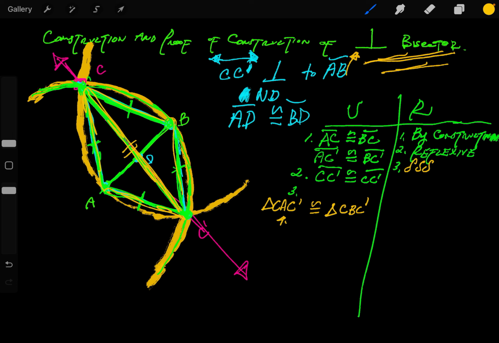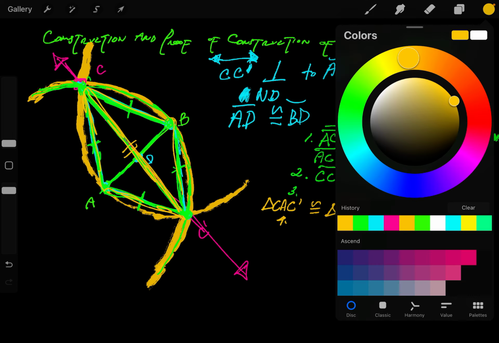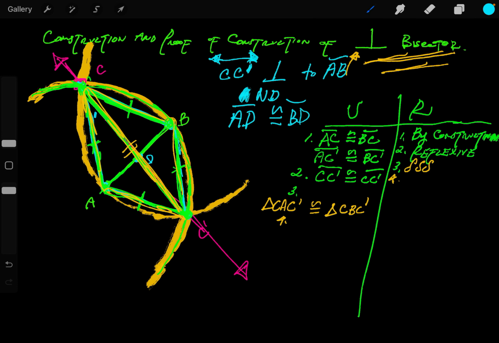And now I want to use the fact of CPCTC to say, let's call this angle 1 over here, right? And then this angle 2 right there. So now I could use CPCTC, right? Both of these two angles must be congruent. So angle 1 is congruent to angle 2, and that's because of CPCTC.